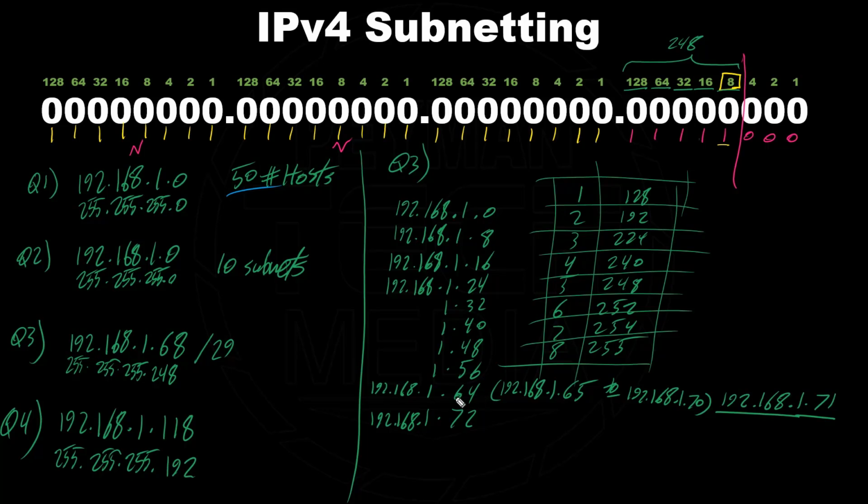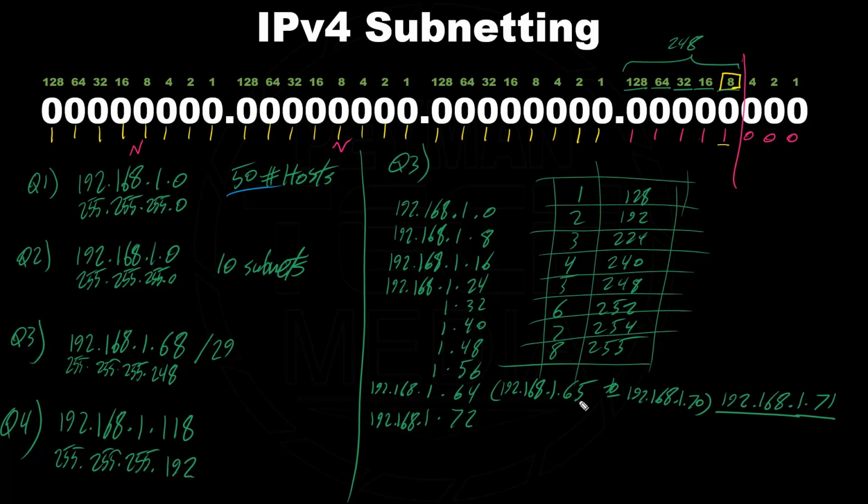In this case, 68 falls into the 64. So we know this IP address belongs to this 192.168.1.64 subnet. And then we can find the broadcast address. The broadcast is always one less than the next subnet. So after continue incrementing by 8 here, finding the next subnet, 72. So 1.71 is the broadcast, and then we can write the available IP addresses in between.